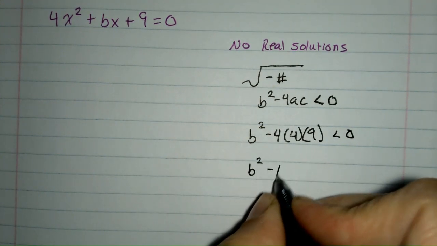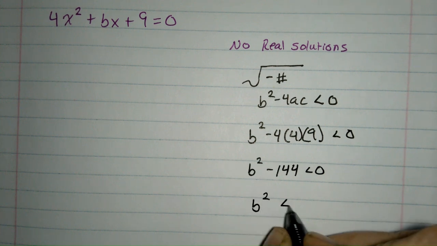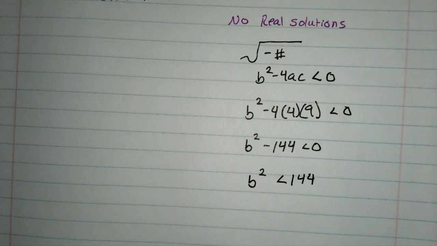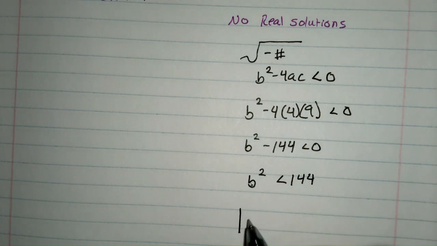So that's 144 when you multiply that. So when is b squared less than 144? Well, you might just say when b is less than 12. However, negative 13, if you substitute negative 13 in here, negative 13 squared is 169. So we have to remember that negatives and positives, when both squared, wind up being a positive number. So it's when the absolute value of b is less than 12.